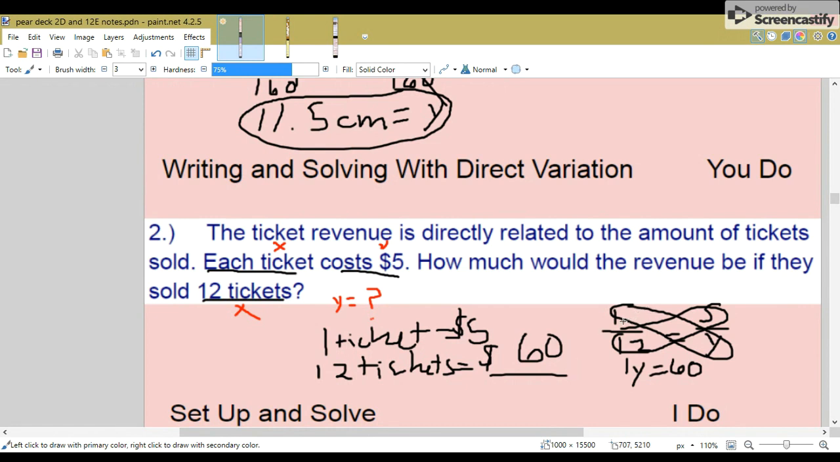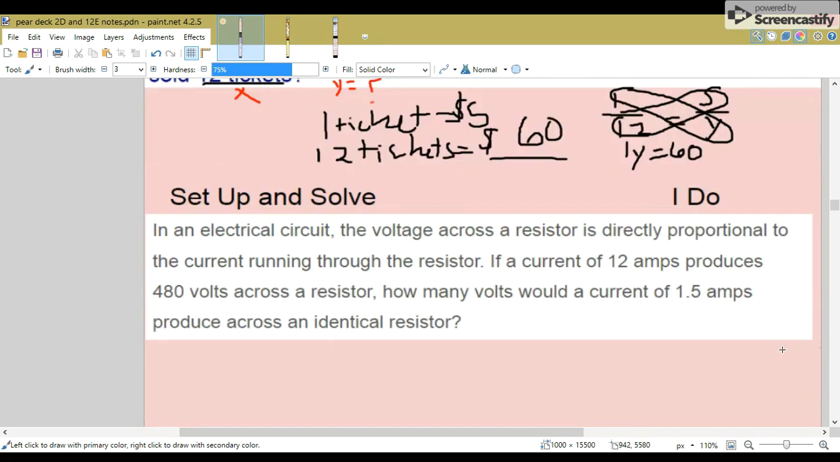If you set it up as a proportion, it would look kind of like this. 1 over 12 is equal to 5 over y. Cross multiply, 1y equals 60. 60 divided by 1 is still 60. Let's look at the next one.